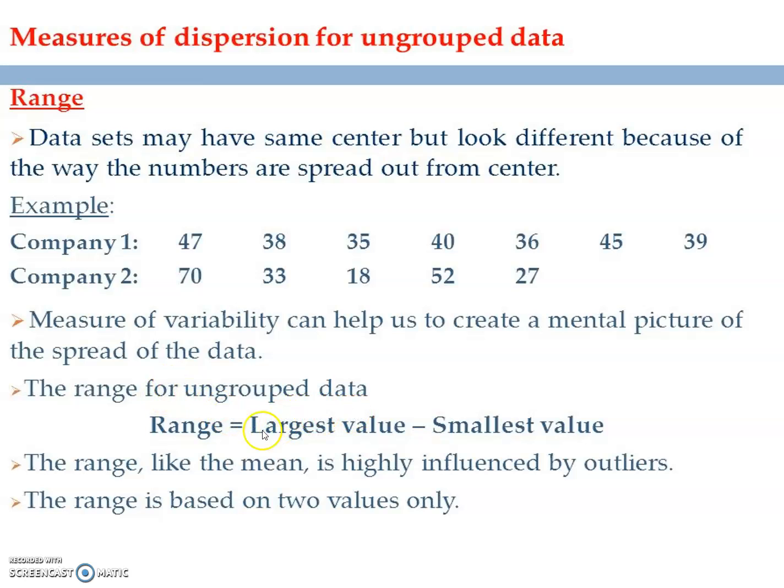The range for ungrouped data: range equals largest value minus smallest value. The range, like the mean, is highly influenced by outliers. The range is based on two values only, that is largest value minus smallest value.